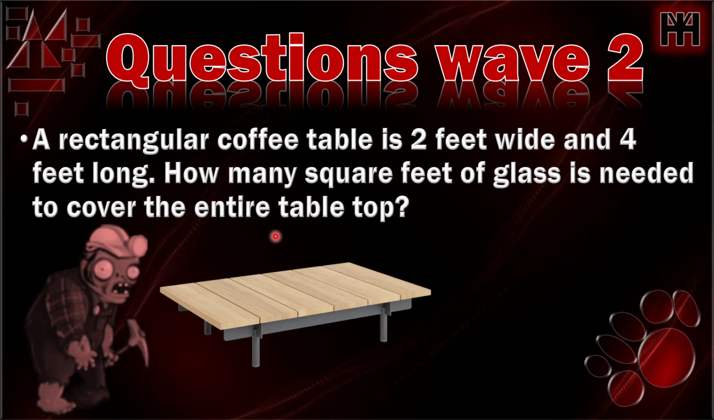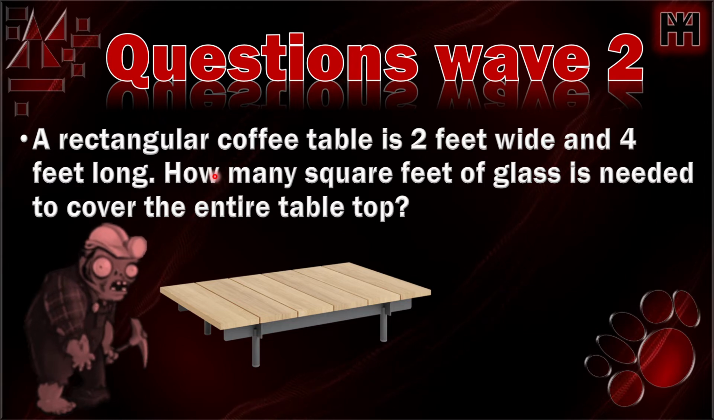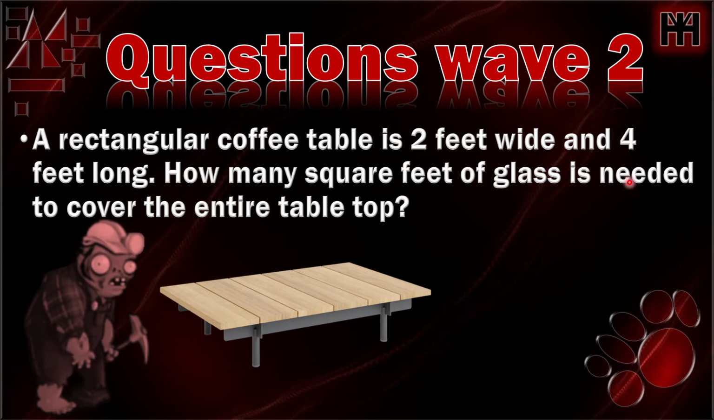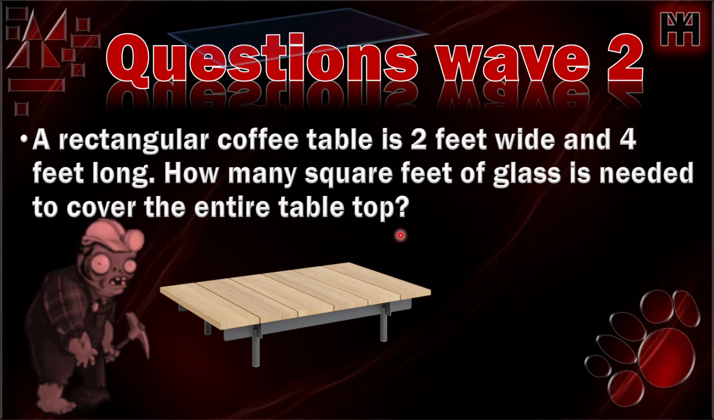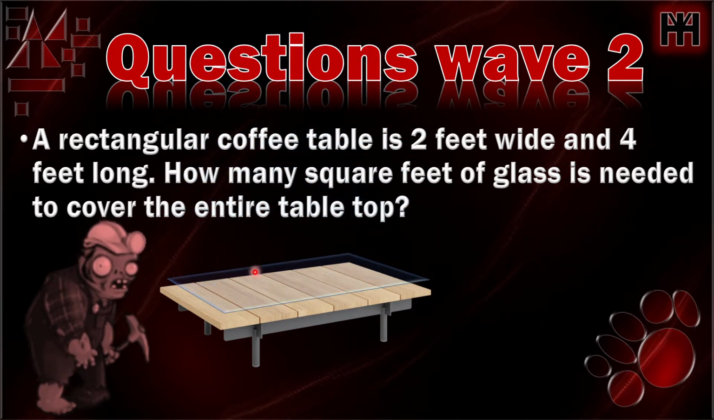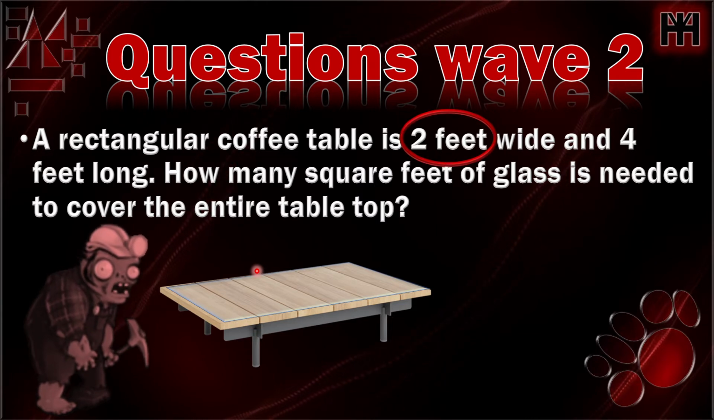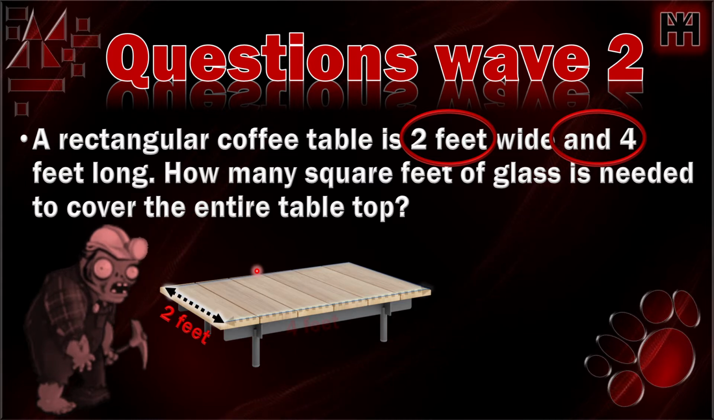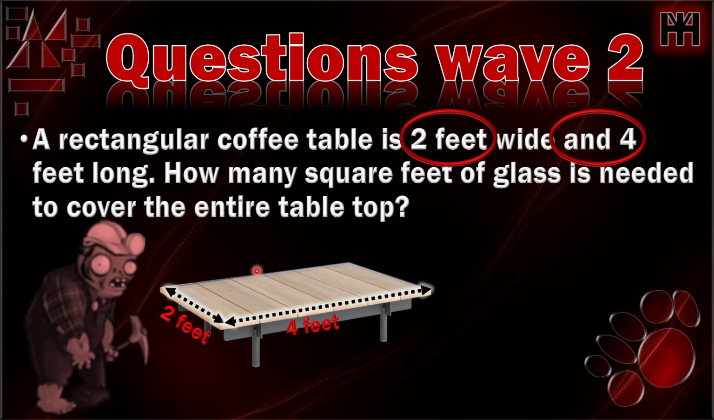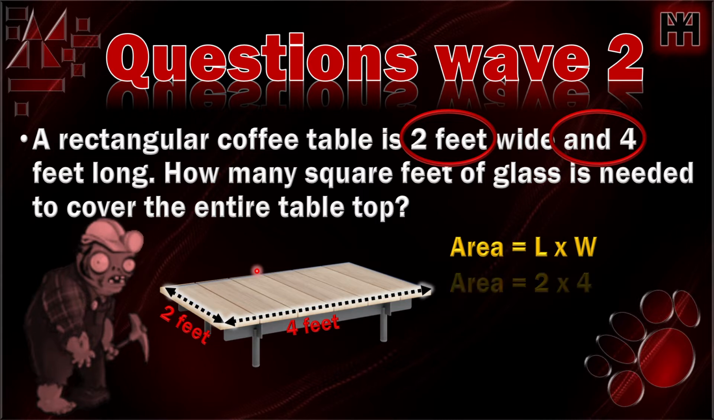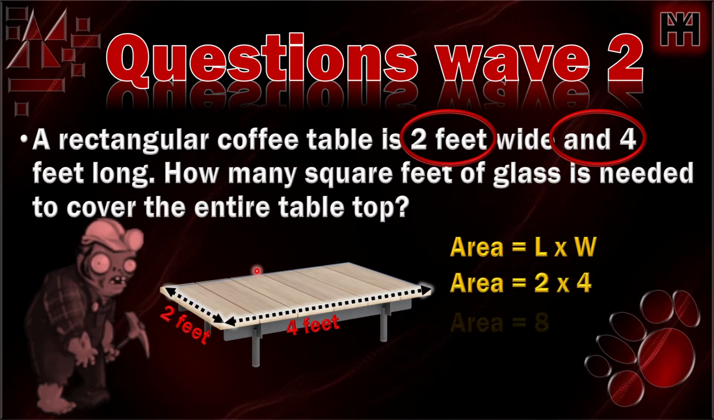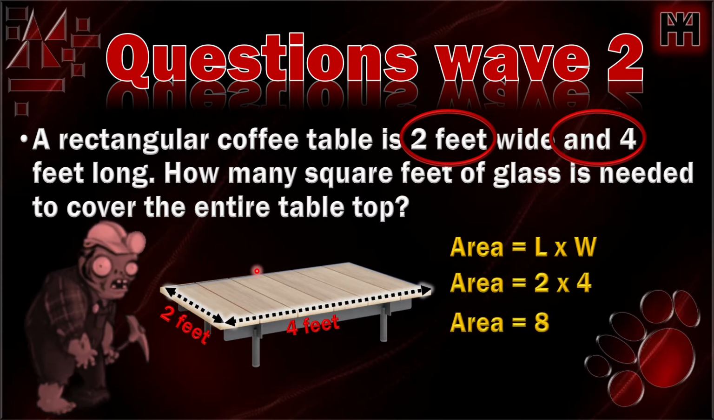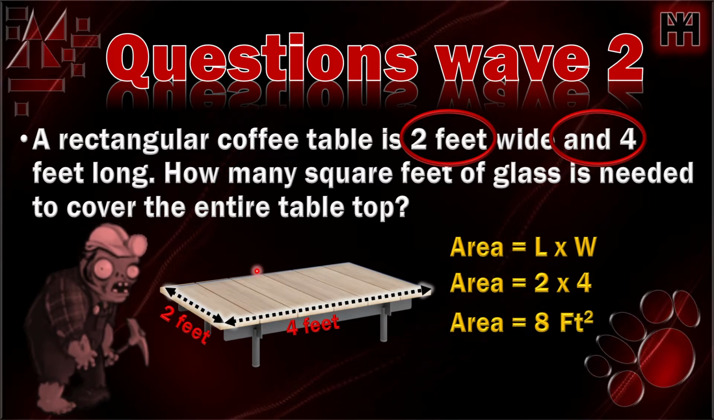Okay. A rectangular coffee table is 2 feet wide and 4 feet long. How many square feet of glass is needed to cover the entire tabletop? Here you go. We'll add the glass top here. You will see the area of this glass top. So they told you it's 2 feet wide and 4 feet long. So it's 2 by 4. So the area is length times width. So we do 2 times 4. So the area will be 8. Don't forget square feet.